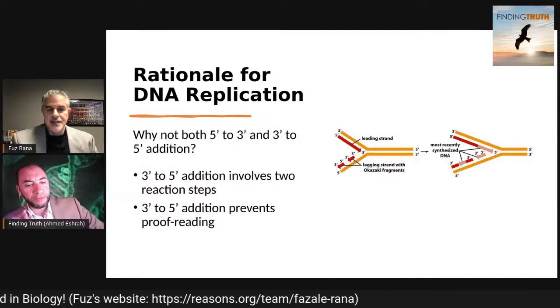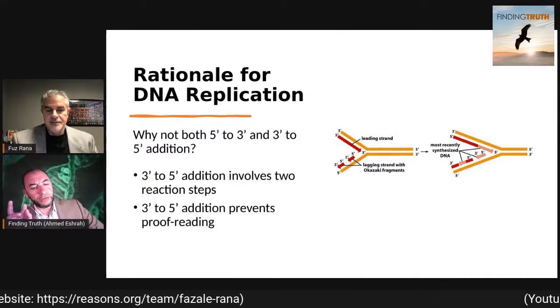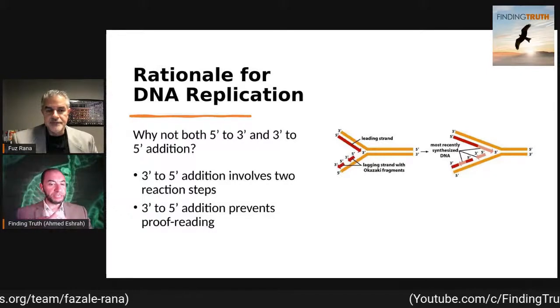Does proofreading happen while the lagging strand is switching gear? Is that the relation?